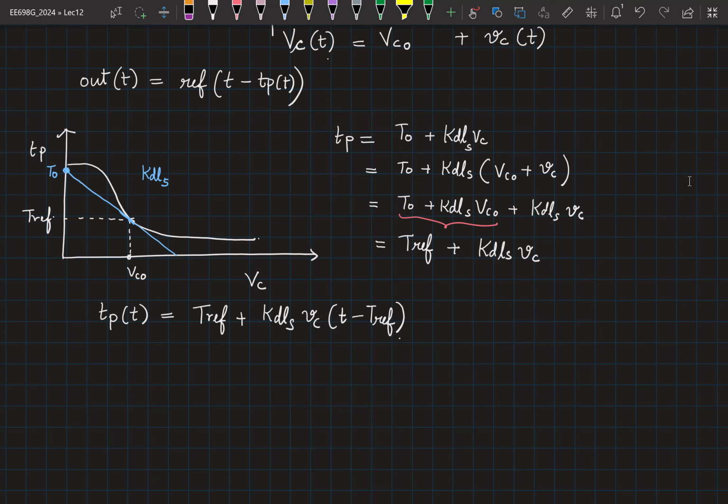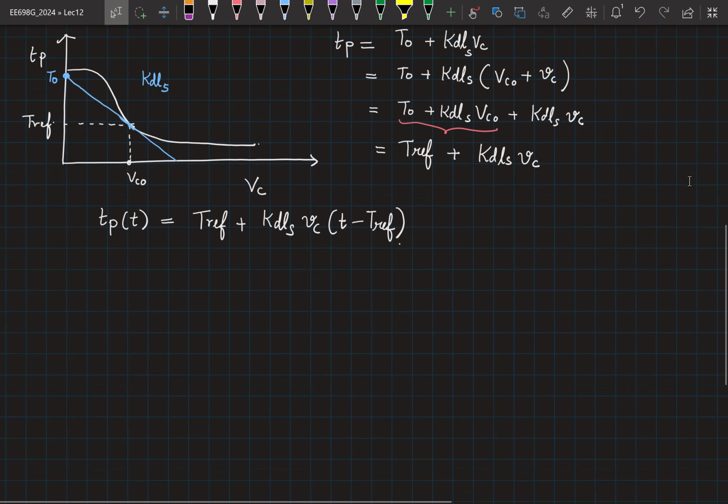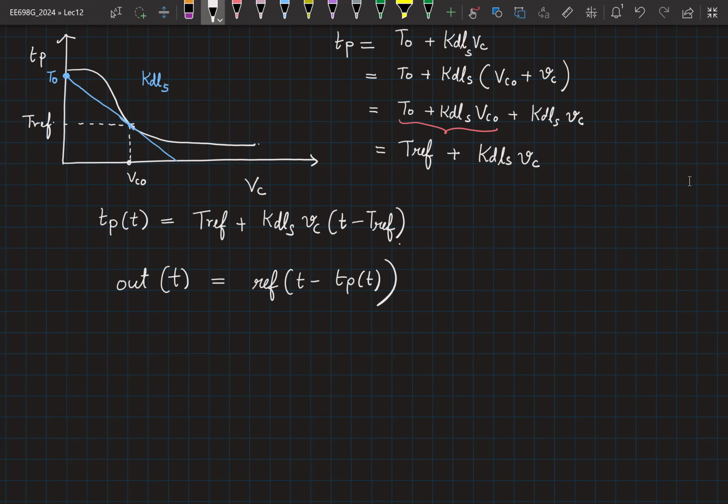So now we have an expression for Tp also. We have figured out how the VCDL can be modeled as we go from one input to the output and the other input to the output. Let us put both of them together. So the equation we'll work with is the very simple equation of out of t being equal to ref of t minus Tp of t. Right? So I can write the total phase phi out of t as equal to the total phase phi ref of t minus Tp of t. Okay.